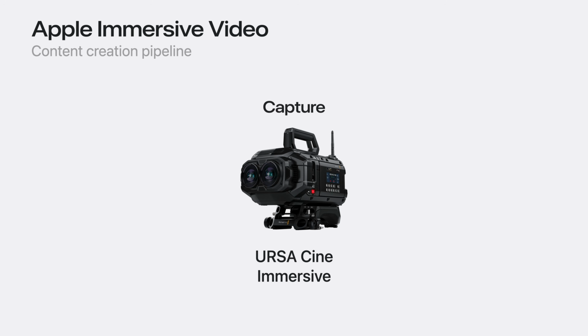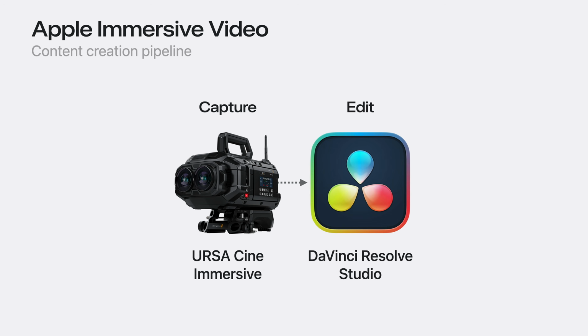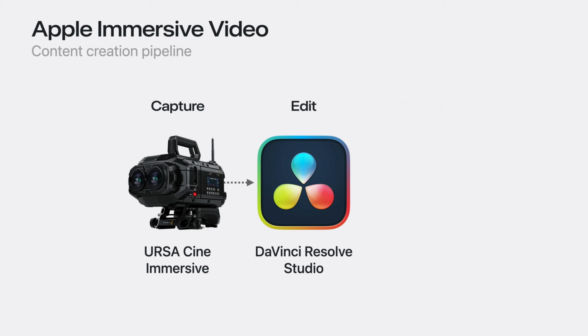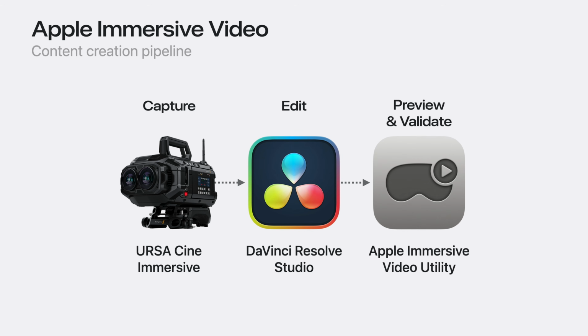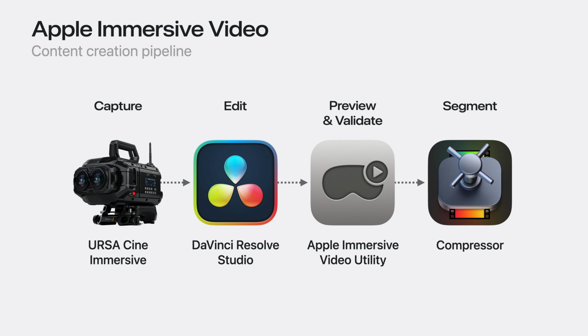There are 4 main steps in the content creation pipeline. First, capture video on the Ursa Cine Immersive camera. Next, edit that video in DaVinci Resolve Studio. Then, preview and validate content using the new Apple Immersive Video Utility apps for macOS and visionOS. And finally, segment content in Compressor for distribution via HTTP live streaming.